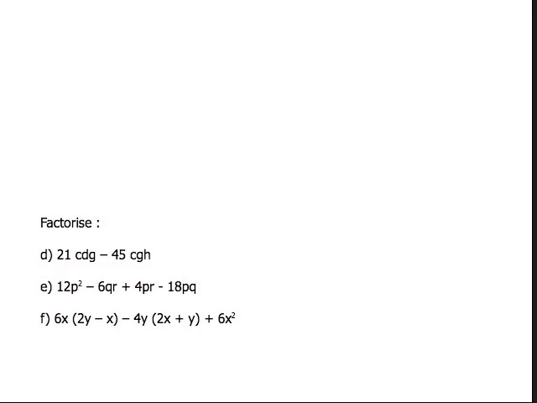Okay, now for this question, also pretty simple. Factorize 21CDG minus 45CGH. So what must you do? First off, take out the number. What number is this? 9, right? No, 7. Okay, let's take out 21CDG minus 45CGH, divided by 3.